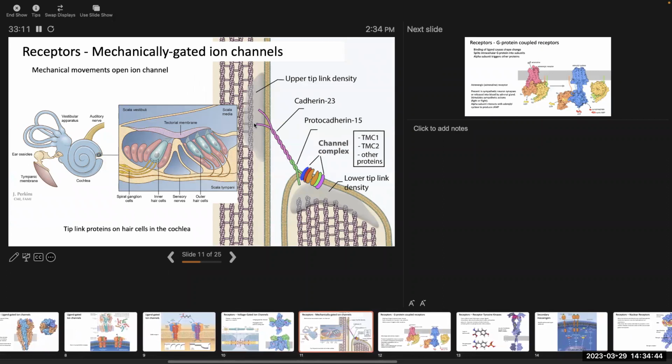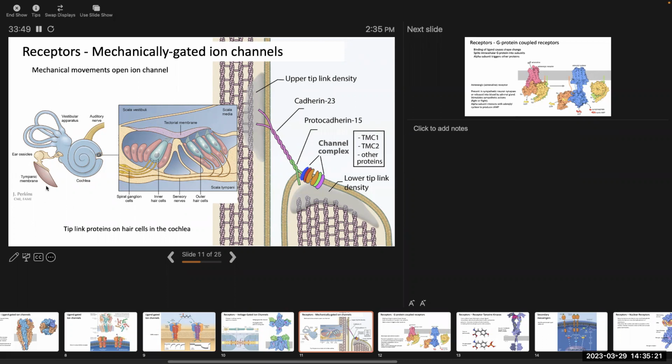Another type of ion channel that's a lot less common, but they're kind of cool, are mechanically gated ion channels. So once again, it's a protein that's going to allow ions to flow into a cell, but it's not stimulated by the binding of a ligand. They're not stimulated by a change in voltage nearby. They're actually stimulated by some kind of mechanical movement of the cell. And a classic example of this is the triggering of the hair cells in the cochlea of the ear.